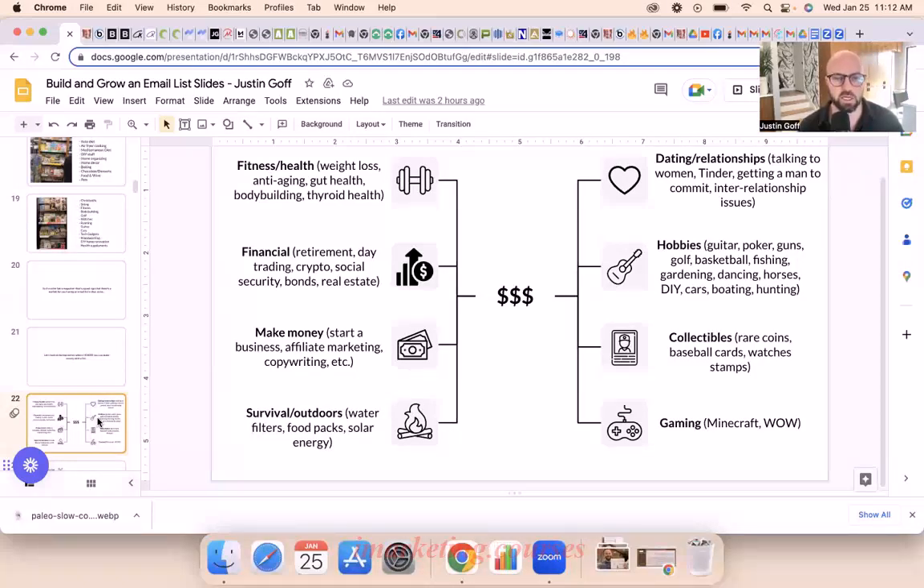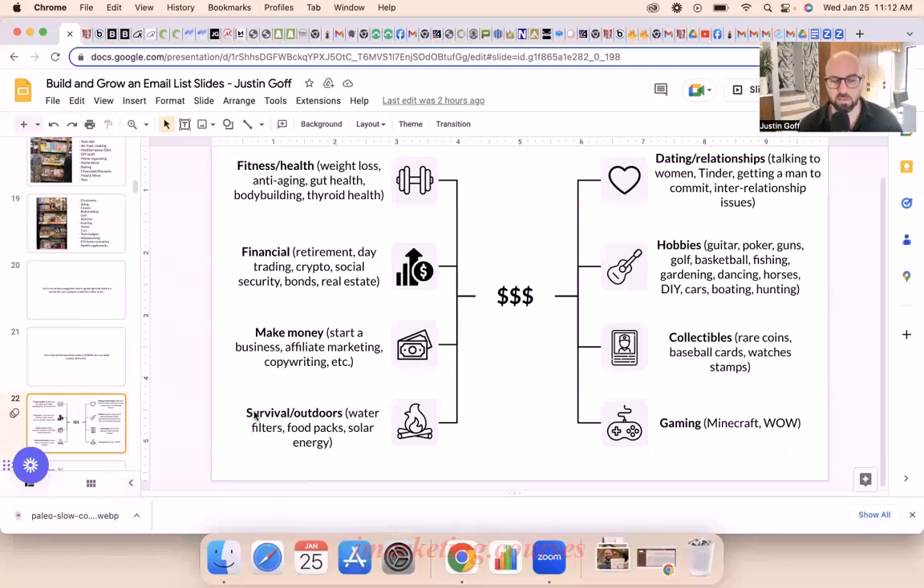Weight loss, anti-aging, gut health, bodybuilding, thyroid health. There's a million more sub niches, and we'll get into that in a little bit. Financial, a lot of stuff around retirement, day trading, crypto, social security, bonds, real estate. Make money, this is a huge niche as well. Starting a business, affiliate marketing, copywriting, stuff like that.